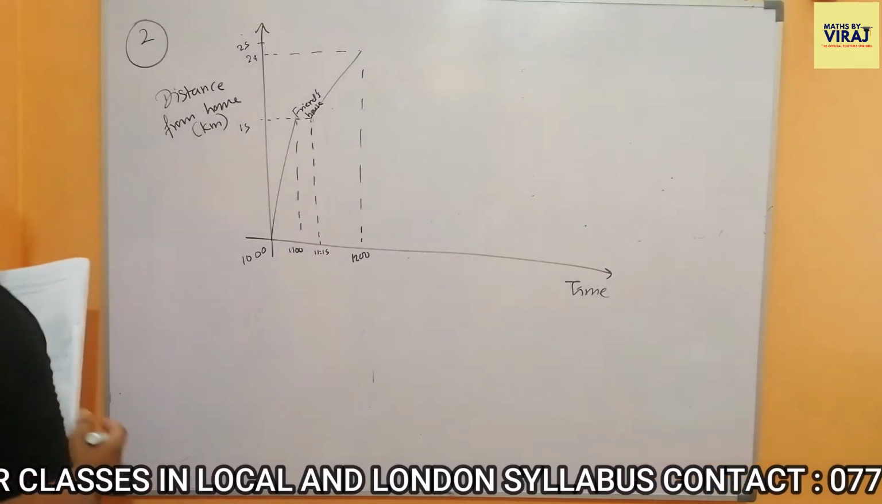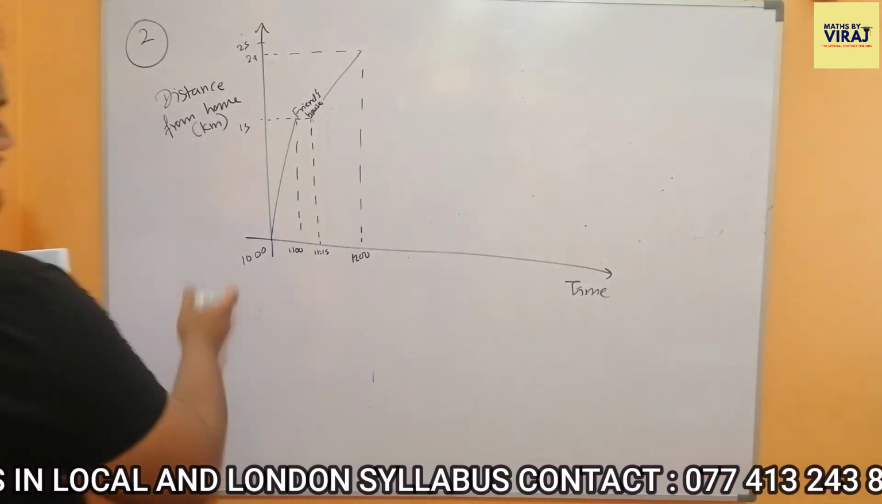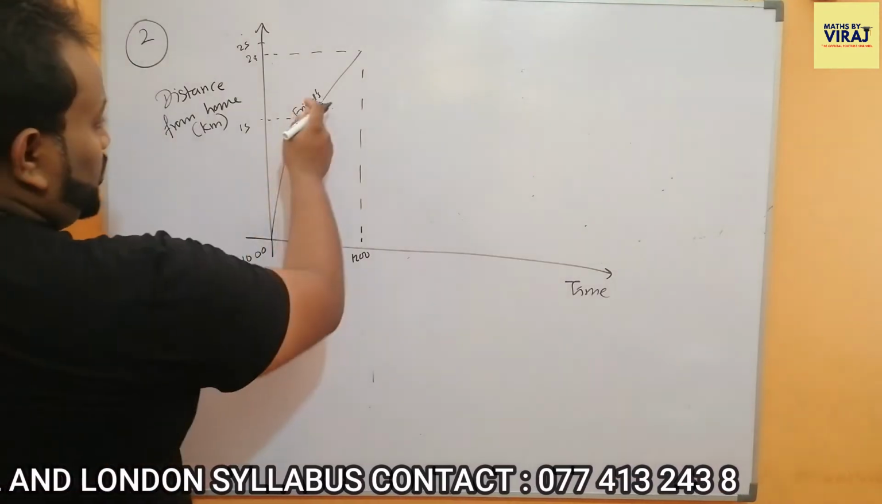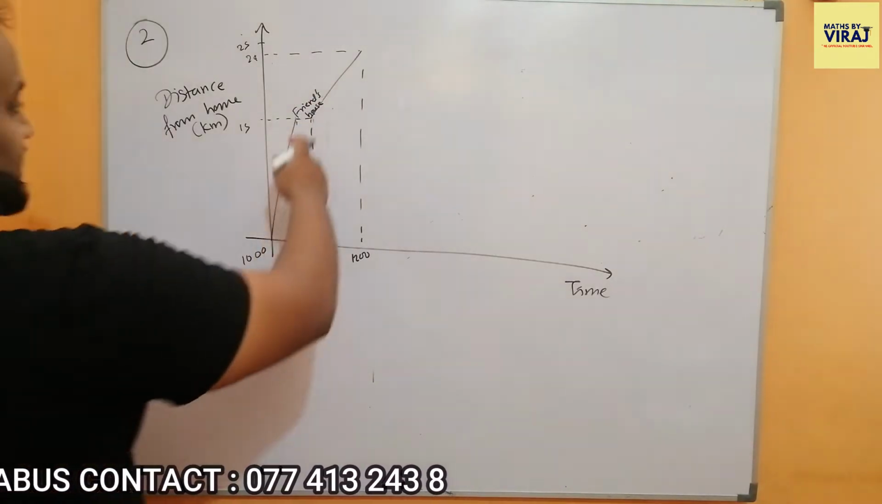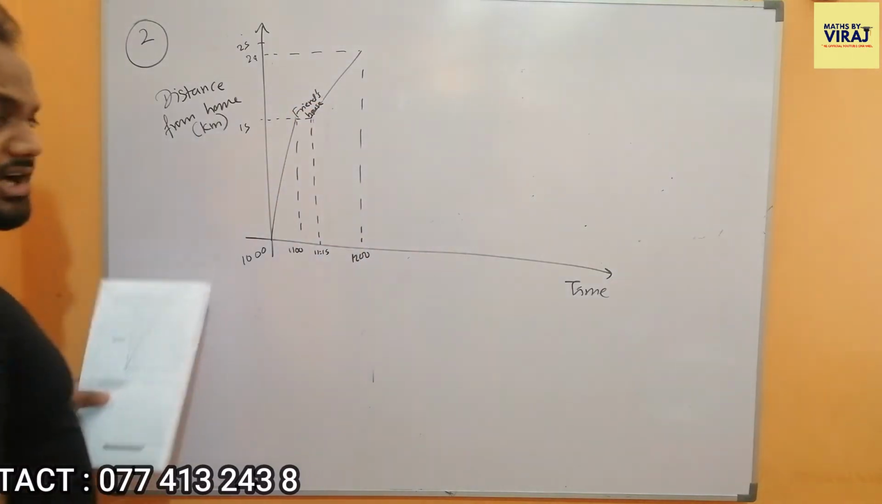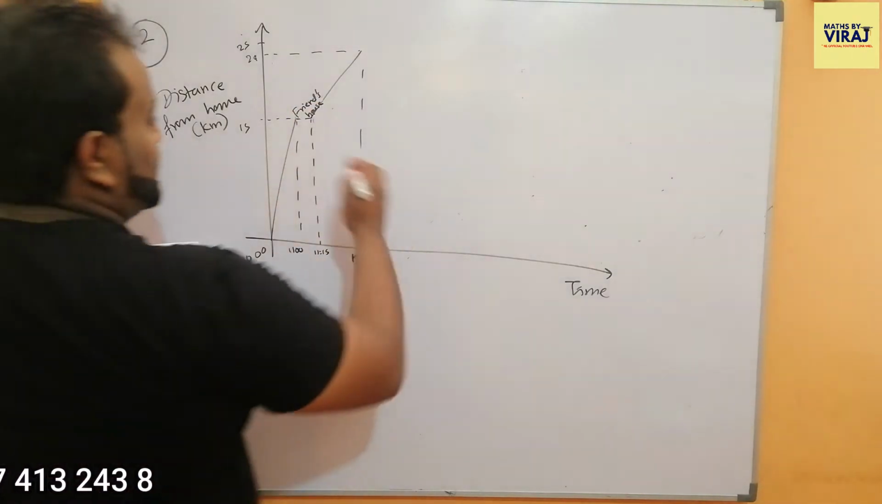Now, Jalina has left her house at 10 and she has gone to her friend's house by 11, and the distance of her friend's house from her house is 15 kilometers.